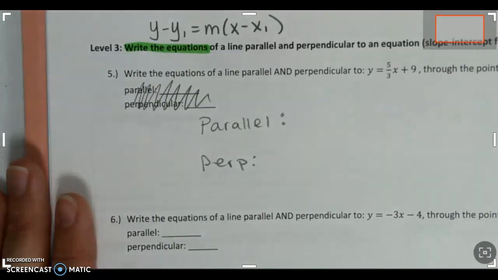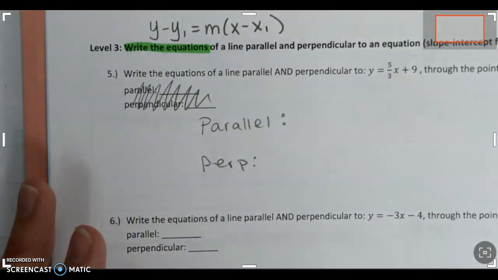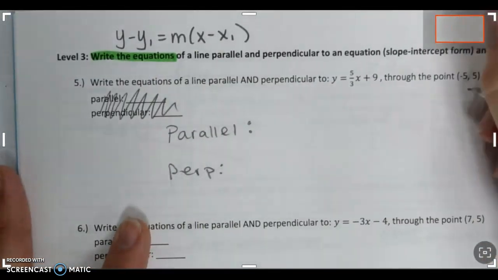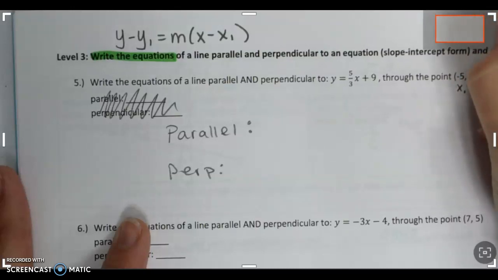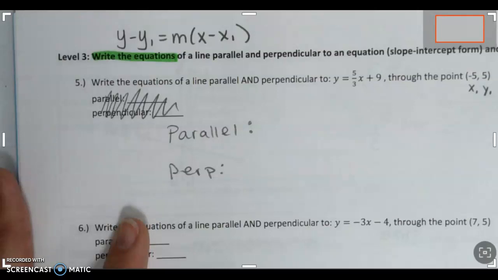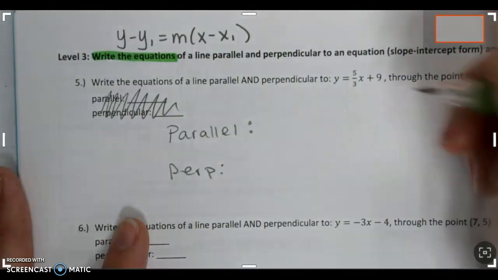Okay, so what I need is a point and a slope for point slope form, right? That's what I need. Here's my point. This is your x. This is your y number. And then what are you going to use as your slope? 5 over 3. Do you have a question?